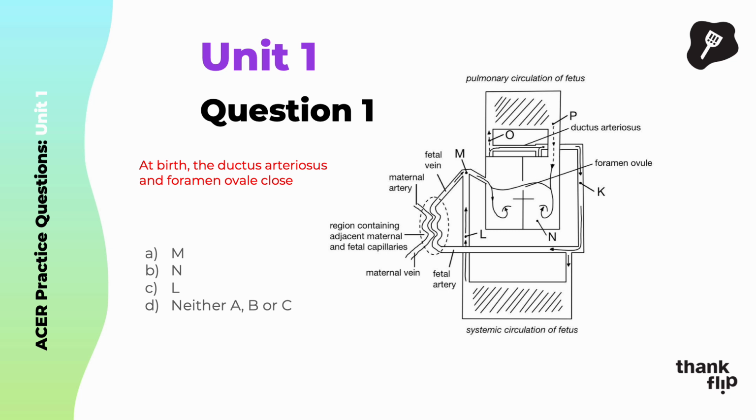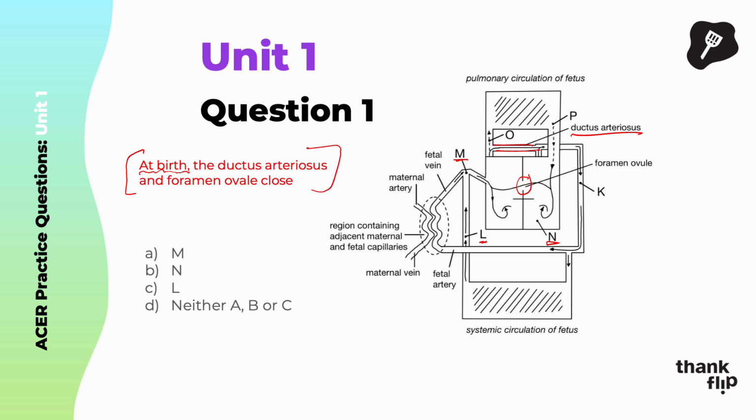Okay, so first of all, we need to scan and pick out the important information, which I've put here. So the important information we're looking for is at birth, right? The ductus arteriosus and the foramen ovale close at birth. So outlining where this is, the ductus arteriosus, this little duct here, and then this is the foramen ovale, okay? At birth, these close. Then we're looking at these points, M, N, and L, okay?